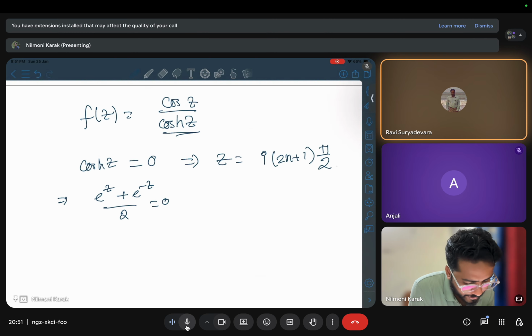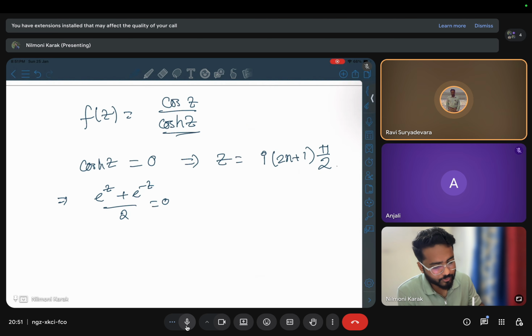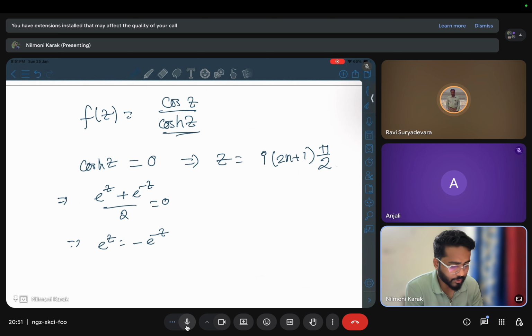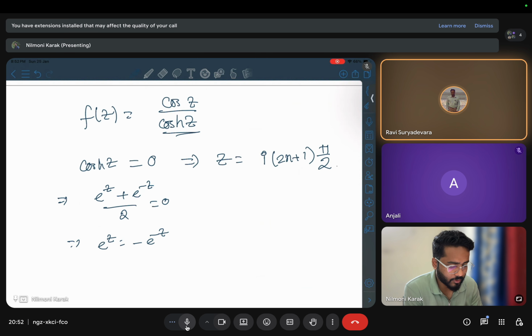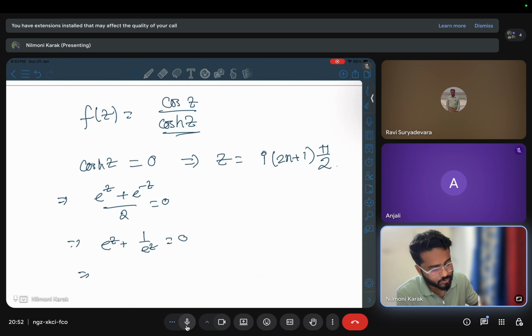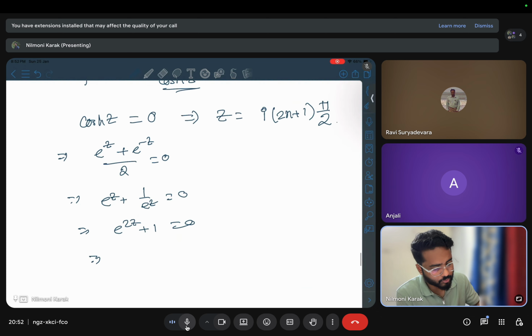So e to the power z equals minus 1 by e to the power z, so e to the power z equals minus e to the power minus z. You can bring one side this. So e to the power z into e to the power z, actually you have to do e to the power of this. e to the power 2z equals minus 1. So e to the power z plus 1 by e to the power z equals 0. So e to the power 2z plus 1 equals 0. So e to the power 2z equals minus 1.